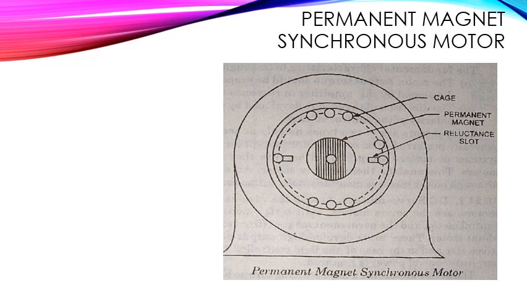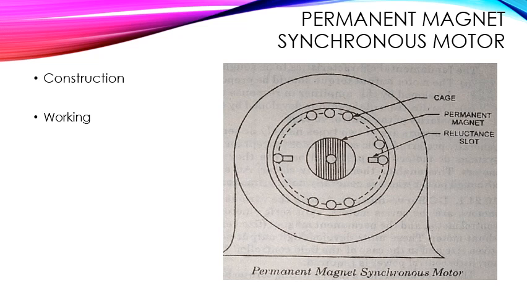Now the second special purpose machine in this lecture is the permanent magnet synchronous motor. So first we see the construction. A permanent magnet synchronous motor is constructed by embedding permanent magnets in the rotor as shown in the figure. So there is a permanent magnet and that is embedded, and the rotor itself has a squirrel cage construction to provide starting torque.